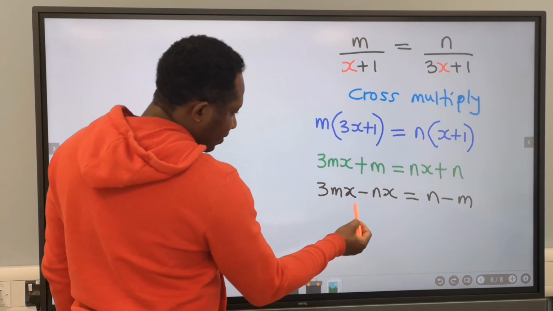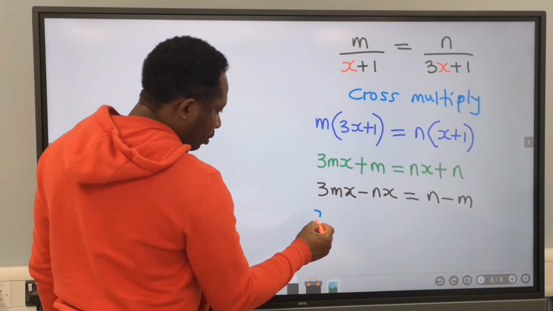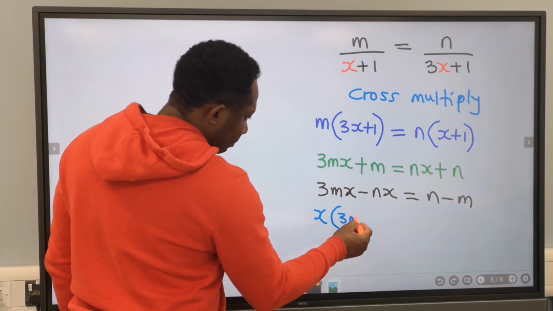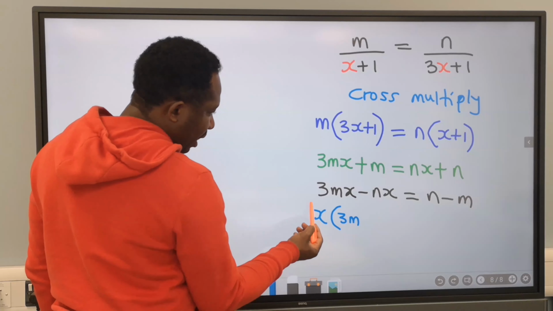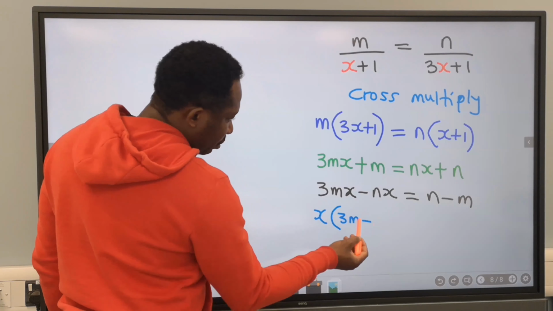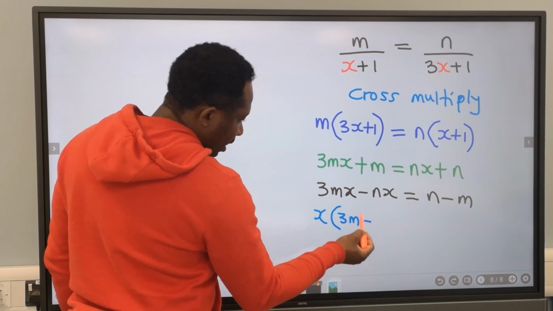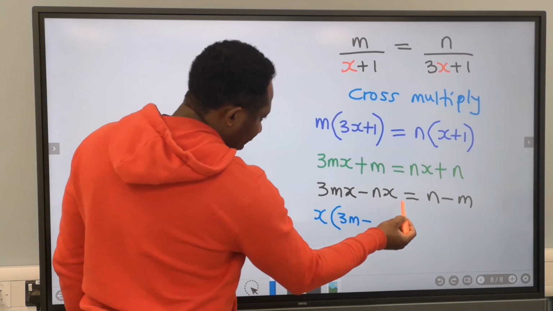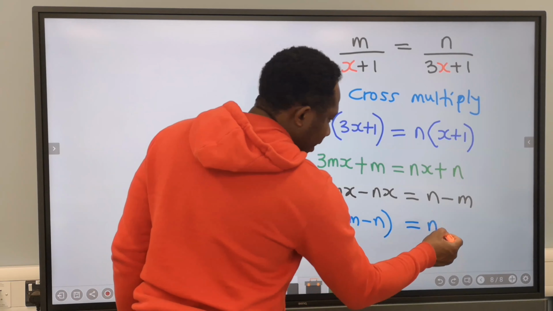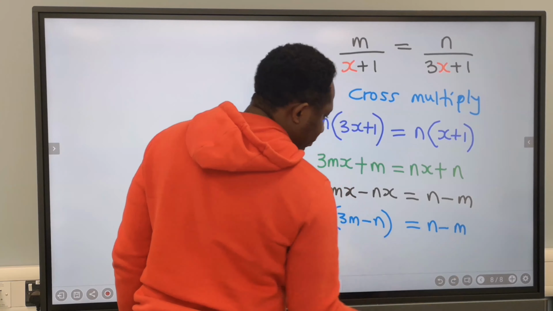Next, I have x here and x is common. I'll open the bracket. 3m will multiply x and I will get 3mx minus, I'm going to put a variable here. If it multiplies x, I will have nx. It's going to be n. On the other side, I got n minus m.